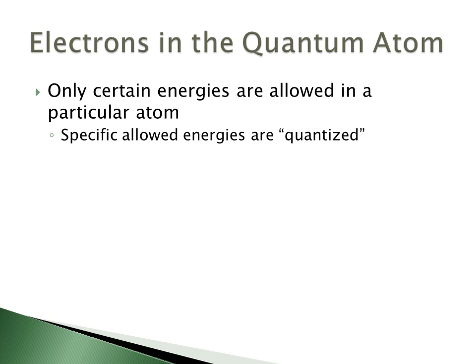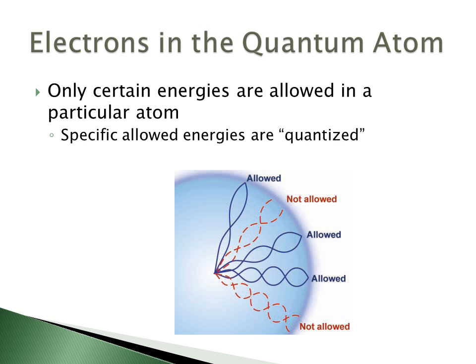So again, only certain energies are allowed in a particular atom, and we call those quantum states, and those specific allowed energies are quantized. So what does the word quantized mean? Well, quantized should make you think of quantity, specific amounts, okay? No halfway in between. It's either in one state or another. You can't partly be there. And if you look at the diagram, you can see these whole states are allowed, these whole wavelengths, or 1.5 wavelengths, but not just parts of wavelengths.